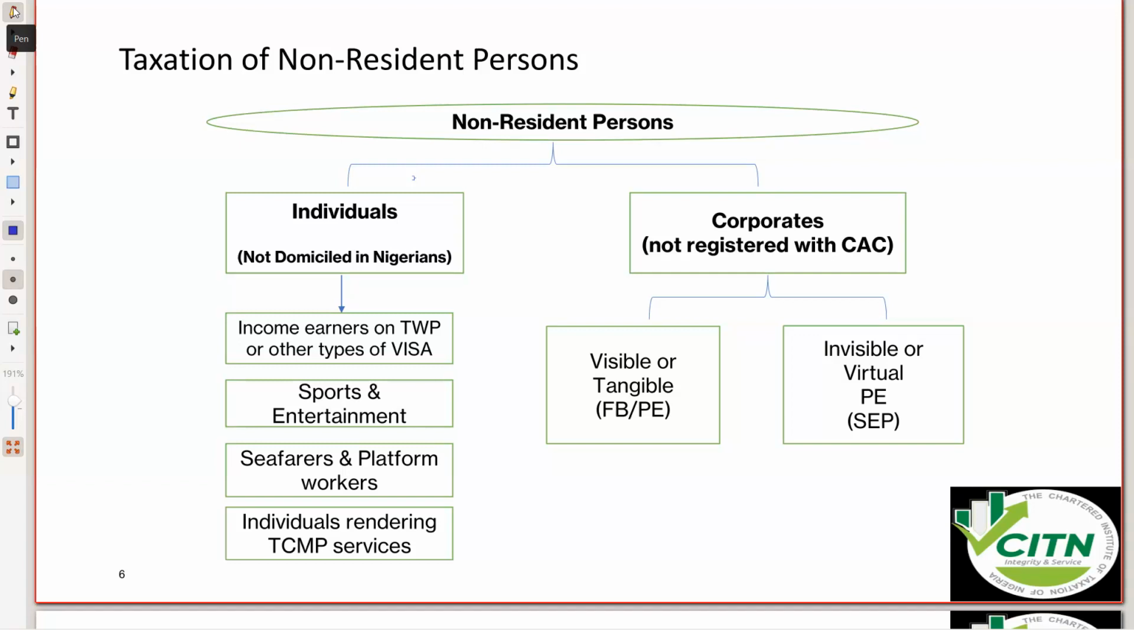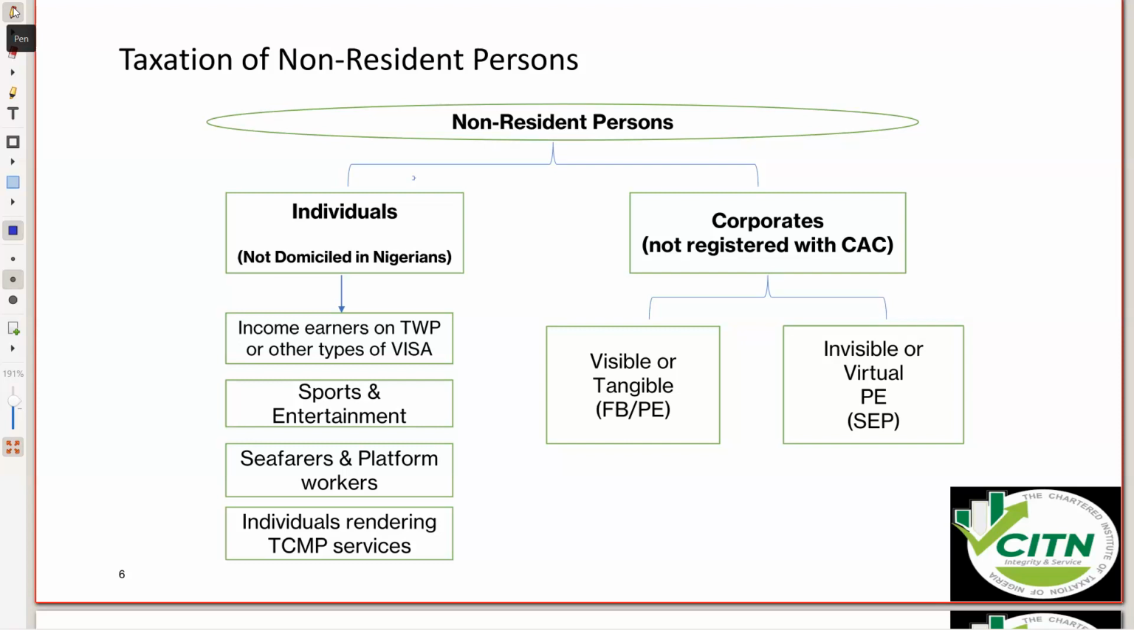We could also have individuals not resident in Nigeria, but they earn money from sports, entertainment activities, and the likes. We also have seafarers, platform workers. Some of these guys that work as seafarers don't reside in Nigeria, but possibly they're involved in this trade, and they have to earn income out of Nigeria because their ship would basically bring items to Nigeria and then leave Nigeria. So even though they are not resident in Nigeria, given the fact that they need to bring the ships into the country, they earn income out of that.